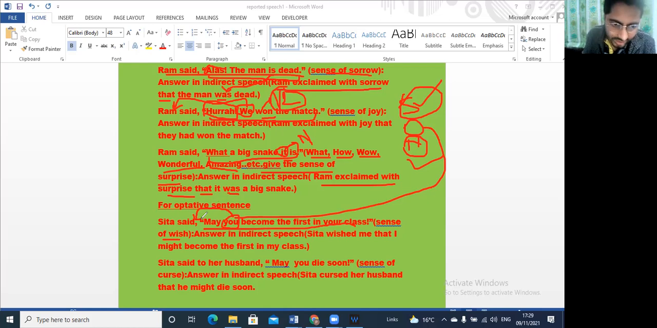Sita wished me. So what is the objective form of you? Me. Sita wished me that, in the place of comma, inverted comma, that is used. Sita wished me that I now may. May is changed into might. Can changes into could. May changed into might. Shall changed into should. Will changed into would. Okay, Sita wished me that I might become the first in my class.